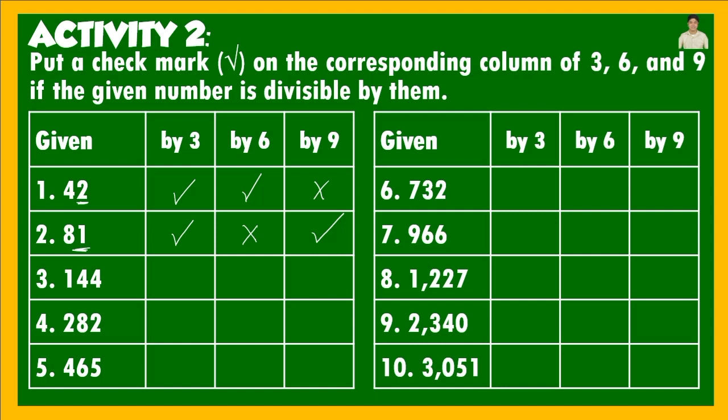Divisible siya. Next, 144. 1 plus 4, that is 5, plus 4, 9. Divisible by 3. 144, divisible by 2 siya, kasi last digit niya is 4. So, let's check yung kanyang sum. 1 plus 4 plus 4, 9, and 9 is divisible by 3. So, since divisible siya by 2 and 3, divisible by 6 po siya. Next, divisible by 9. Automatic po kasi yung sum ng digits niya is 9.